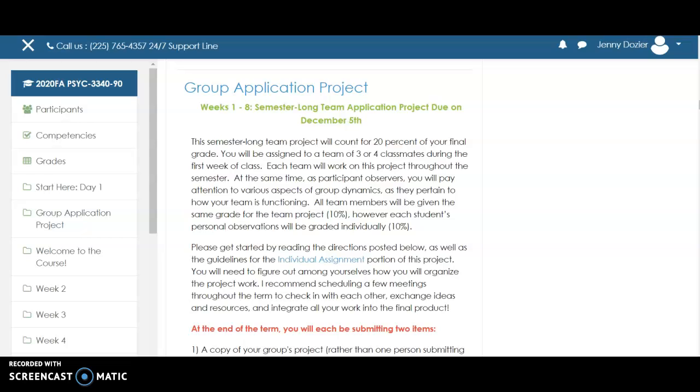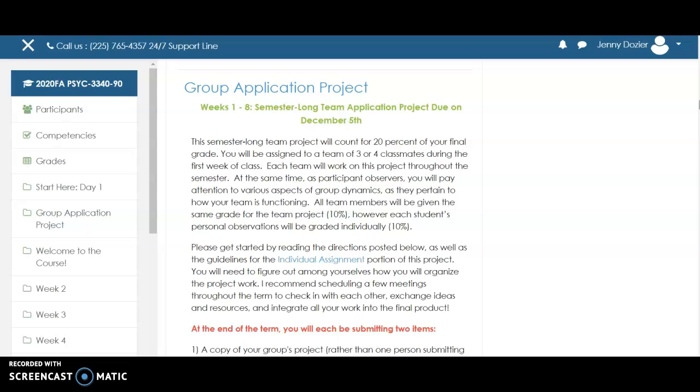So there's lots of different ways to present the campaign that you guys are going to be working on while you're applying our group dynamic principles that you've been learning over the course of the semester. So let's take a look at the directions first.